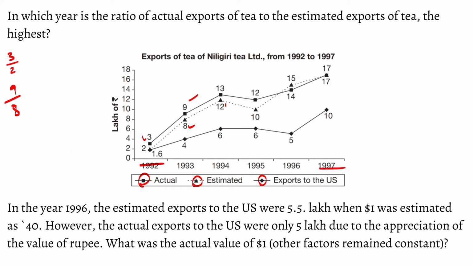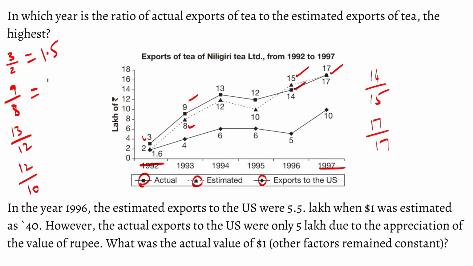Let's move on to 1994. So it's 13 by 12, right? And in 1995 the ratio is 12 by 10, whereas in 96 the ratio is 14 by 15, right? And for the last year the ratio is 17 by 17. Now calculate the value. 3 by 2 is 1.5, and 9 by 8 is 1.125, and 13 by 12 is 1.08 something. Okay, so what about 12 by 10? This is 1.2, and 14 by 15, the value is 0.93, and this is 1.